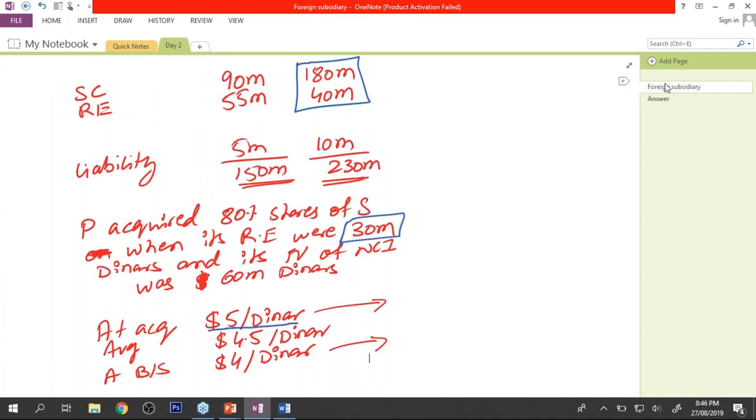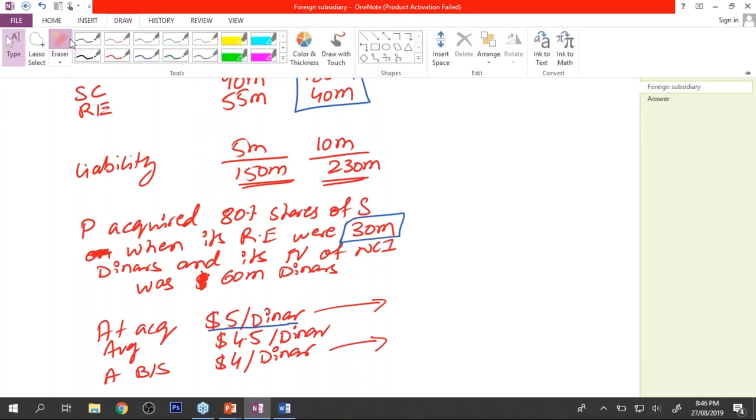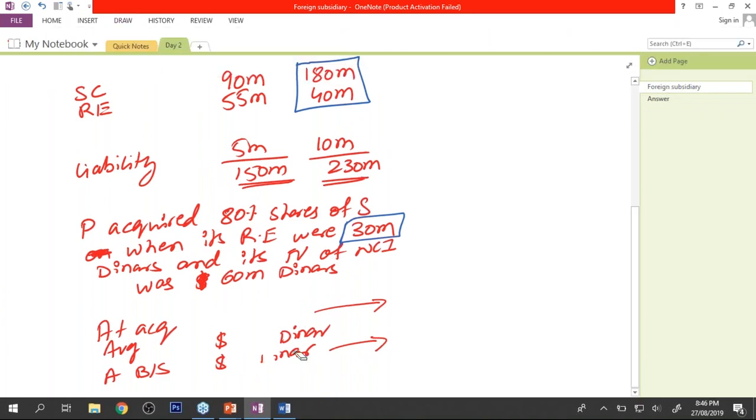Okay, let me go back. And yes, let's change the rate actually. Otherwise, the question will be very difficult. And we're going to say that this is 5 dinars per dollar, and this is 4 dinars per dollar, and this is 4.5 dinars per dollar.